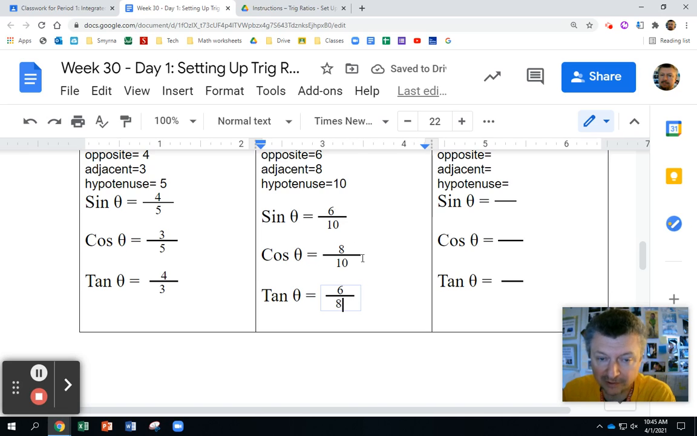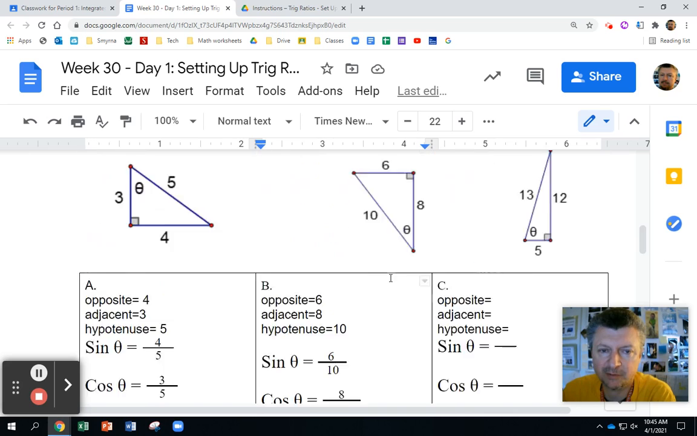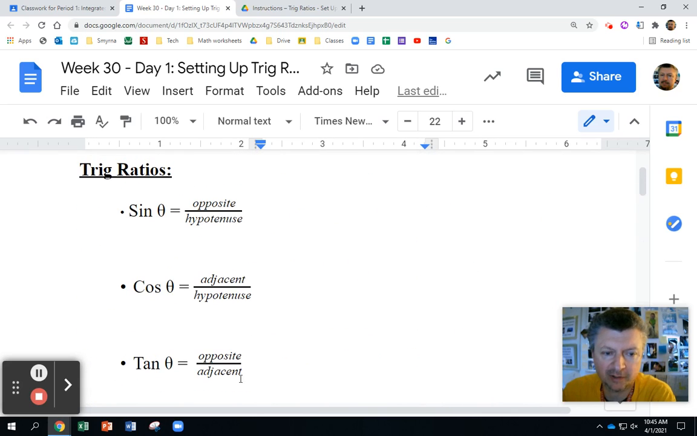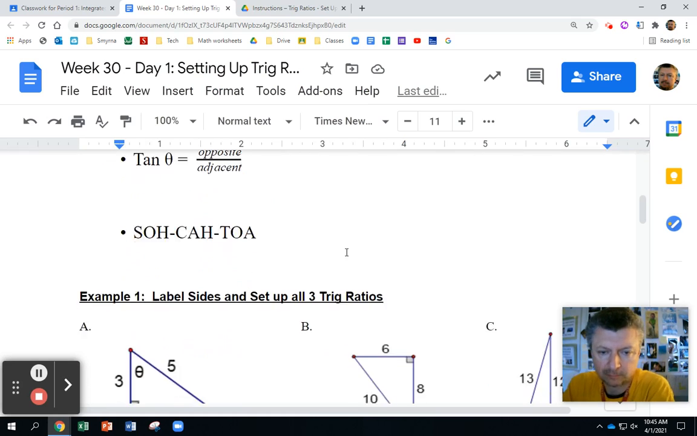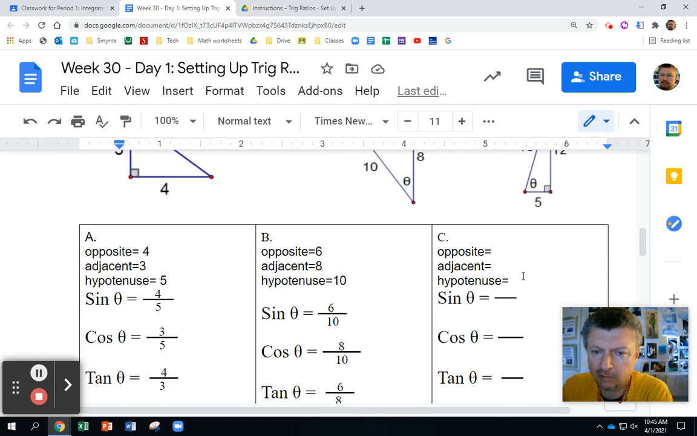Okay. And these are going to be different ratios. So if you have two that are the same, you know something went wrong. Like it was written up here. This was written the same as this. You know what happens when you cut and paste, you know? So that's that one.